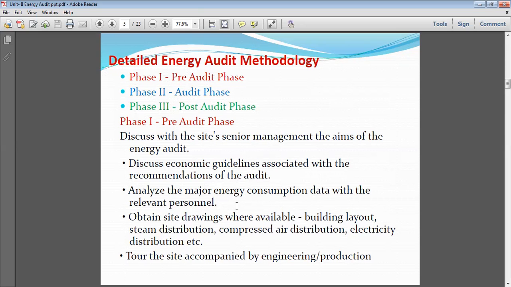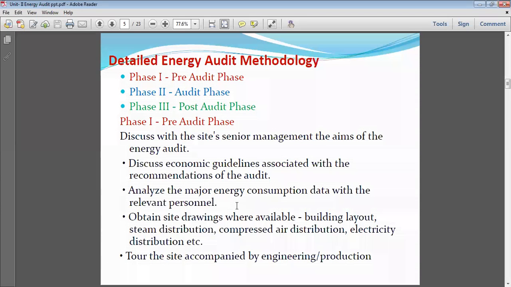Analyze the major energy consumption data with the relevant personnel, because in each and every section of the industry, or in the process industry, there are some utility sections, some material handling sections, and production sections. We have to hold small meetings with these people so that we are able to understand what the major energy components and major energy consuming devices or machineries are.